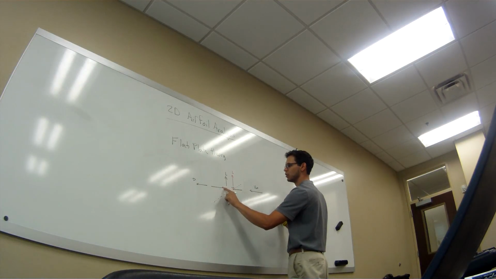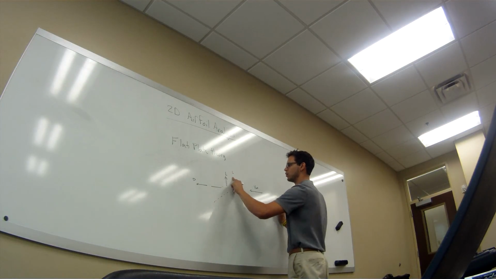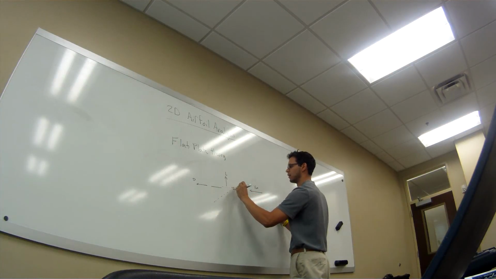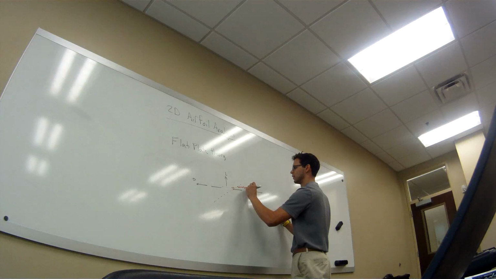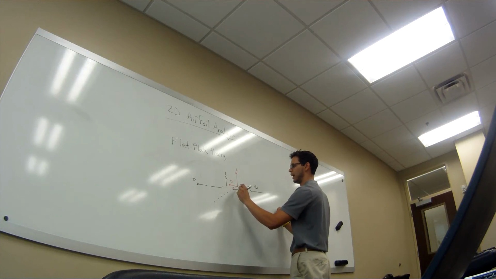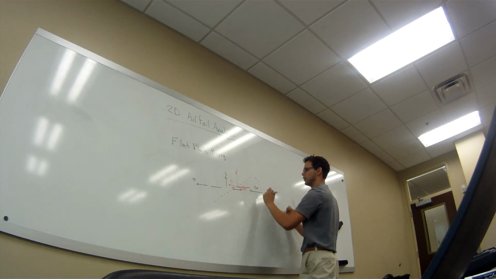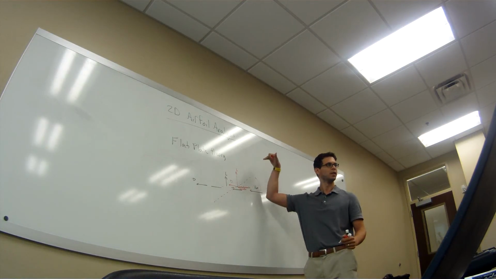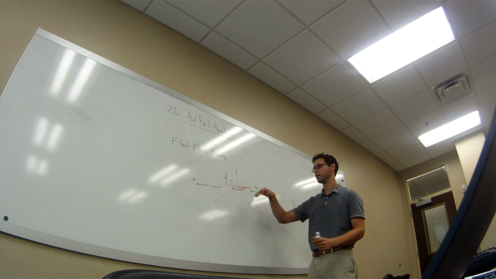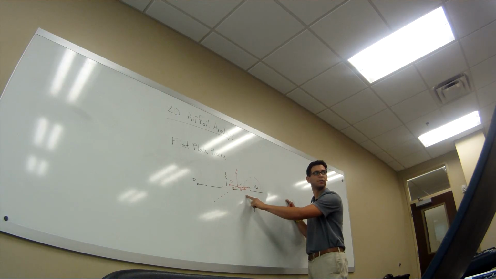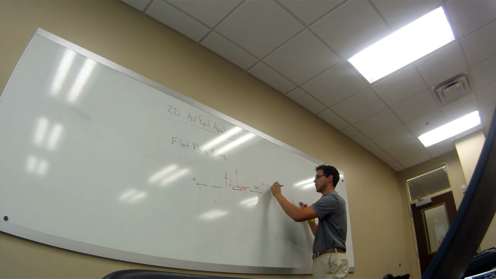But what I'm going to do is figure out what's called the Aerodynamic Center. I'll get to that in a sec. And I'm going to draw lift here and drag here. And I'm going to call this angle between the rotated airfoil and the free stream airflow alpha, which is called the angle of attack.